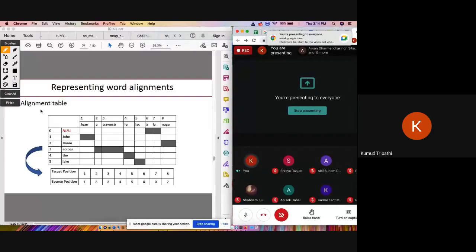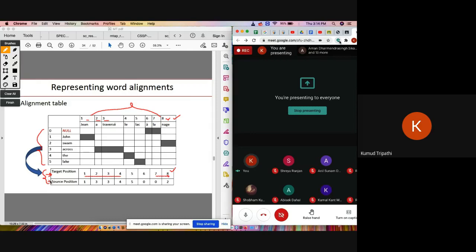Now one more thing you need to recognize here. With this table, we are trying to generate an alignment vector. This information represents the alignment vector. The first row represents target position. The target is the target language, and this is the source language. In the target language, how many words do you have? 8 words, right? That's why the size of this vector is 8: 1, 2, 3, 4, 5, 6, 7, 8.